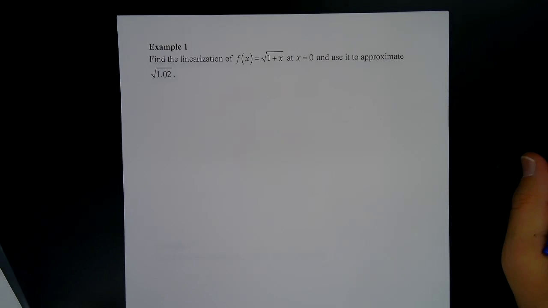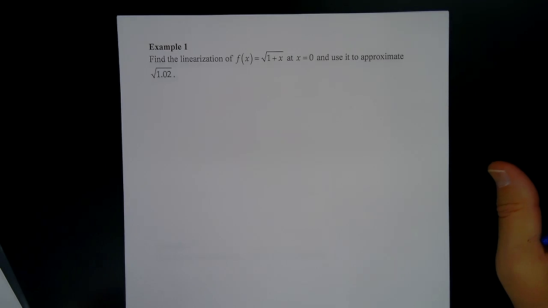So here's the next problem. We want to find the linearization of f of x, which is equal to the square root of 1 plus x at x equals 0. Okay, so that is going to be my point of tangency. It's going to be x equals 0. And then we're going to have to put 0 into the function and see what the output is.